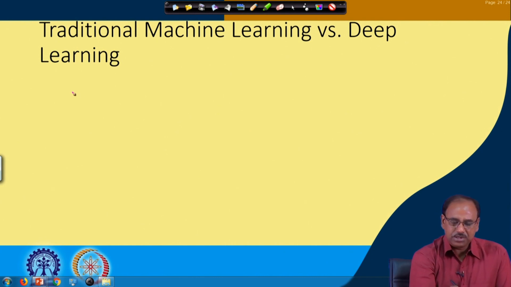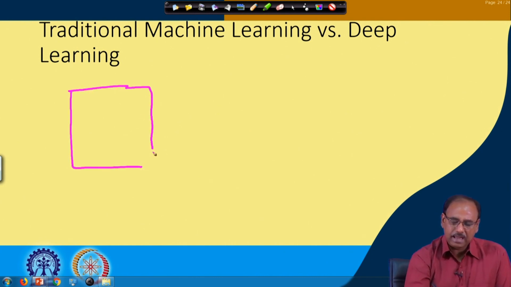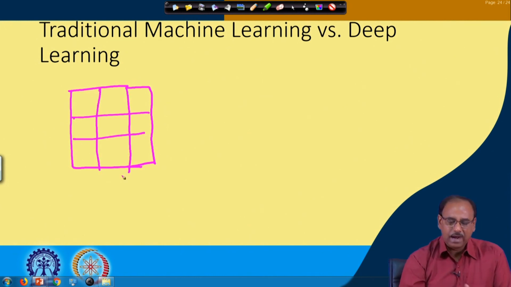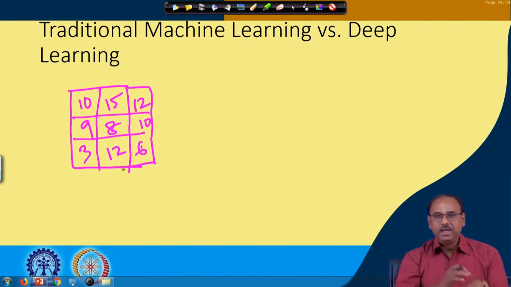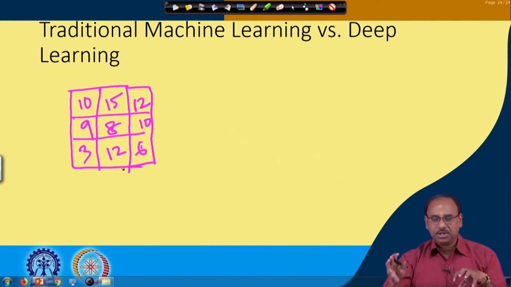For that, let me assume again from the visual domain that I have an image and I take a small segment of the image, a 3 by 3 image, and the pixel intensities may be 10, 15, 12, 9, 8, 10, again 3, 12, 6, something like this. So, I need to convert this image itself into the form of a vector. How can we do it? Take each column of this image and concatenate all the columns together to form a single vector. So, from a matrix, I am converting this to a vector.